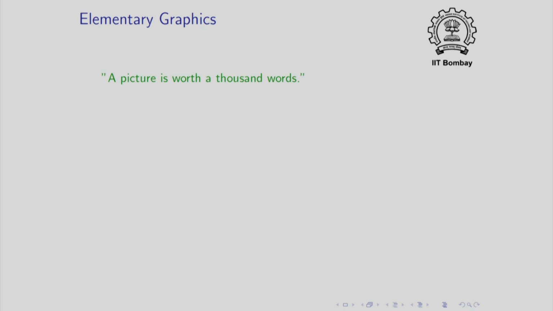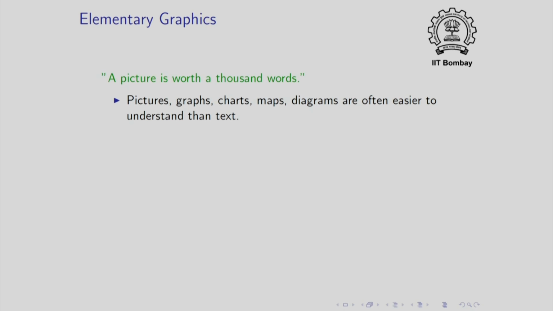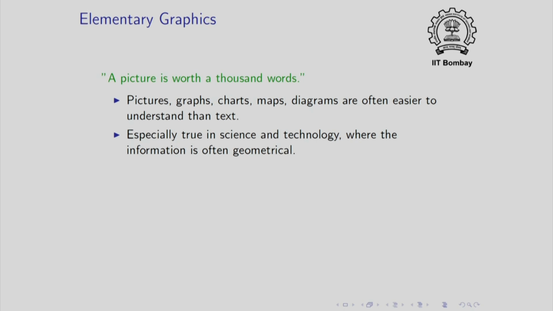As they say, a picture is worth 1,000 words. What this means is that pictures, graphs, charts, maps, diagrams are often easier to understand than text. This is especially true in science and technology, where the information is often geometrical. And animation can also be very useful. If you are talking about collisions or if you are talking about moving parts, then obviously if you see them in motion, that is very helpful.